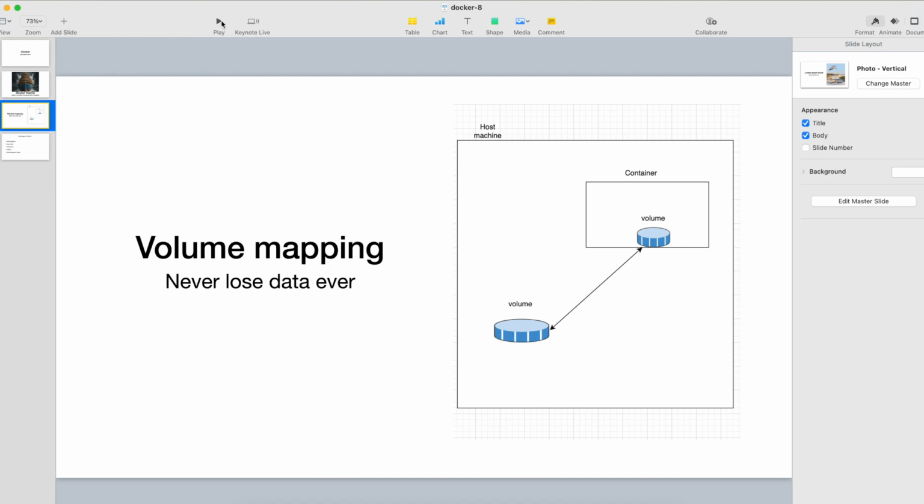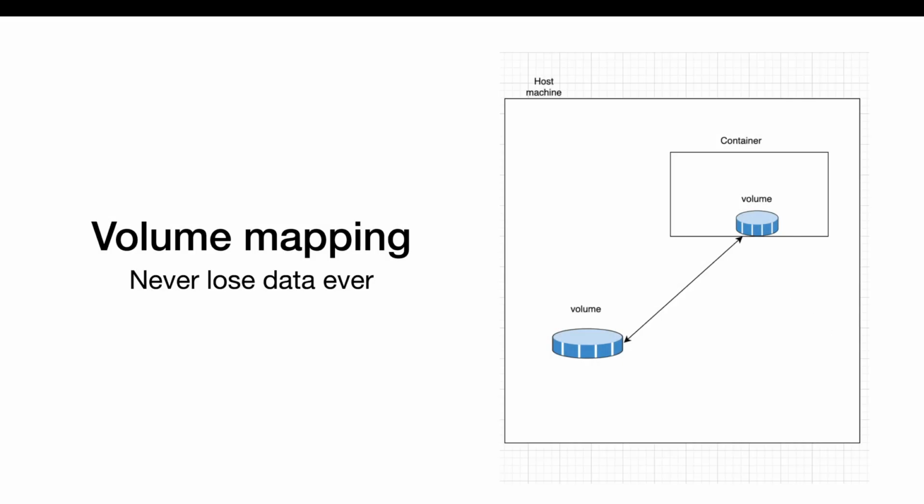So I have this diagram, you can see on the screen. When you create a Docker volume, you can map that Docker volume on your host machine. So whatever data gets created on a specific volume inside a container gets replicated, or written, on the host machine volume.